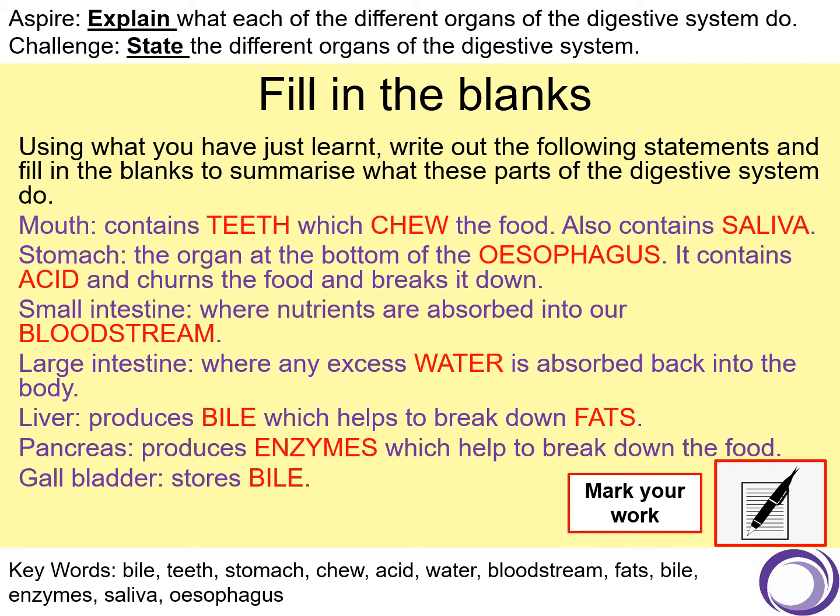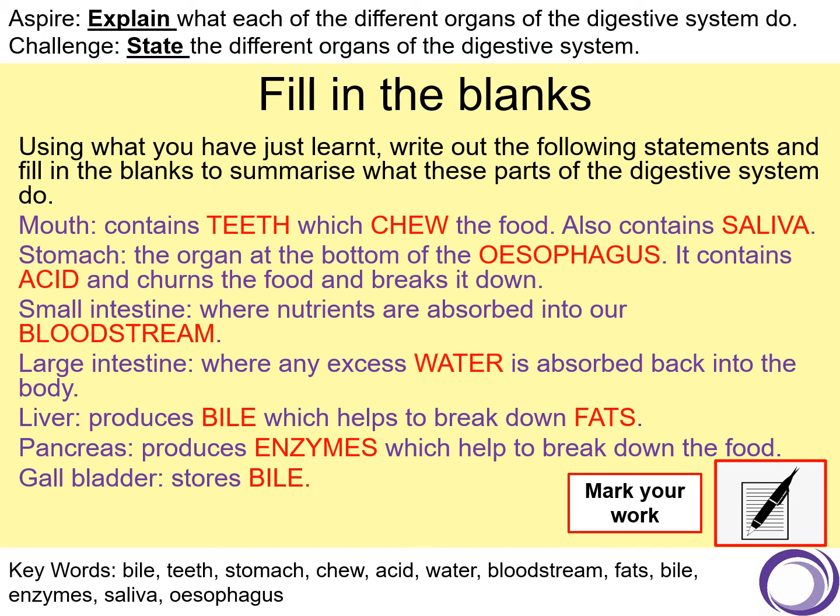The next sentence, the two words that are missing, the first word is esophagus, so that is number 4. And number 5, the missing word is acid. So the sentence is: the stomach is the organ at the bottom of the esophagus. It contains acid and churns the food and breaks it down.